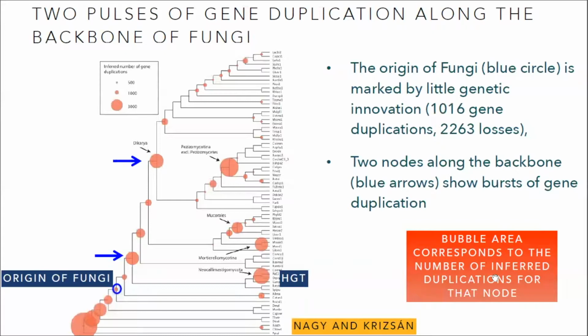And so you can see that it's not uniform, right? It's not that there's a pulse at every node. There are certain nodes that have a lot of gains. And so these seem to be related to this big burst of diversity. And so one of the things, again, when we talk about when did fungi emerge, at this label I put here at the bottom, there isn't a lot of diversification happening at that node.